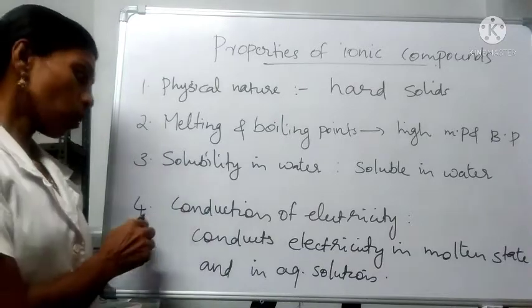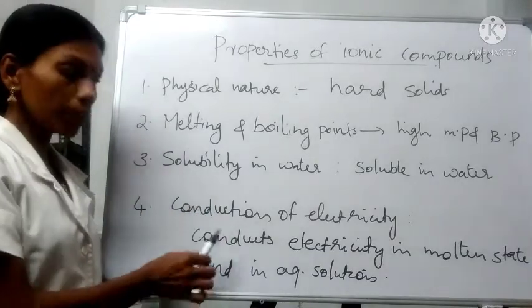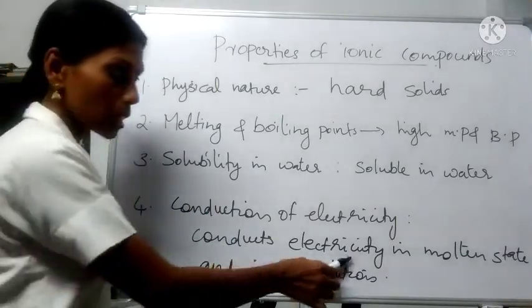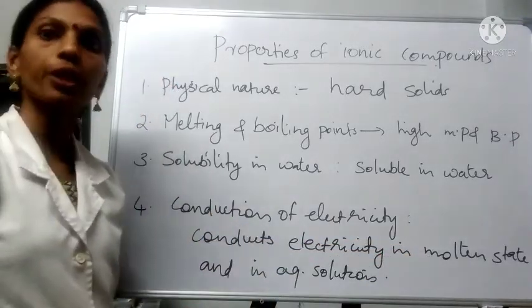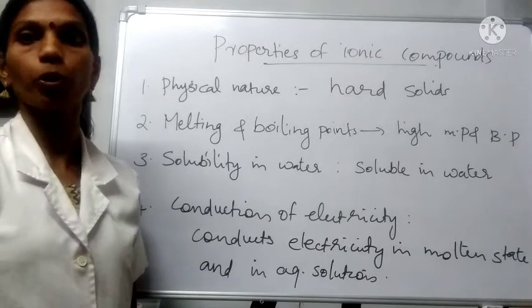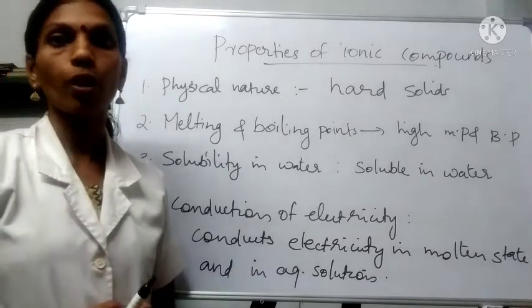Now, the fourth one, conduction of electricity. These ionic compounds can conduct electricity in the molten state and in aqueous solution. But in the solid state, they are poor conductors of electricity. So these are the properties of ionic compounds.